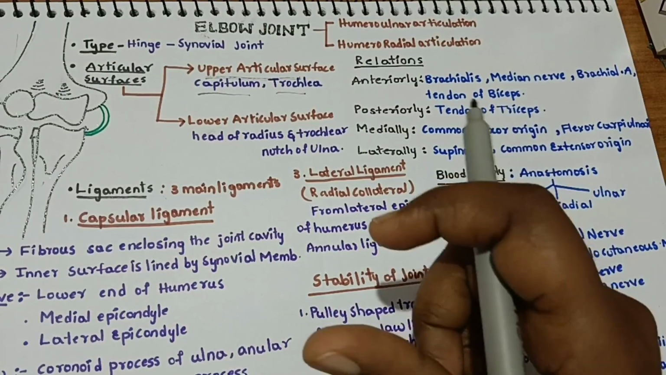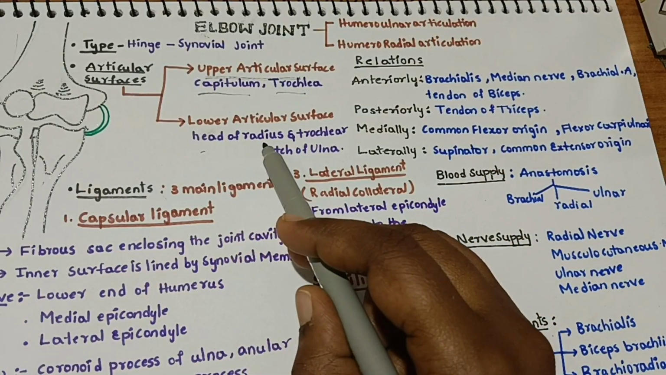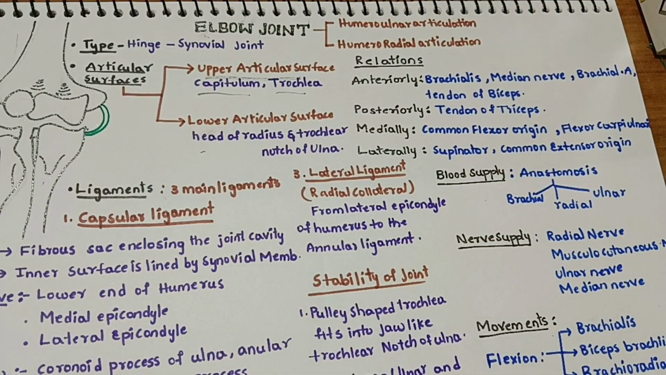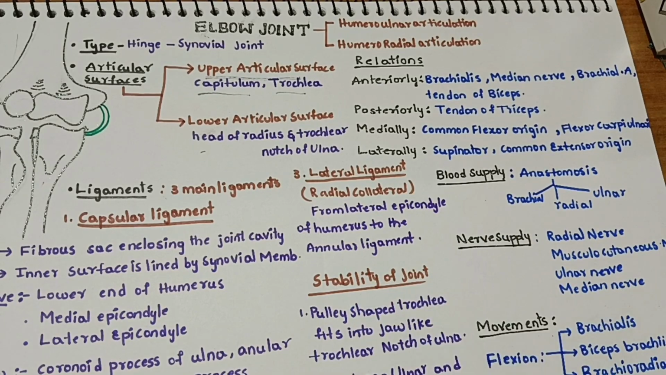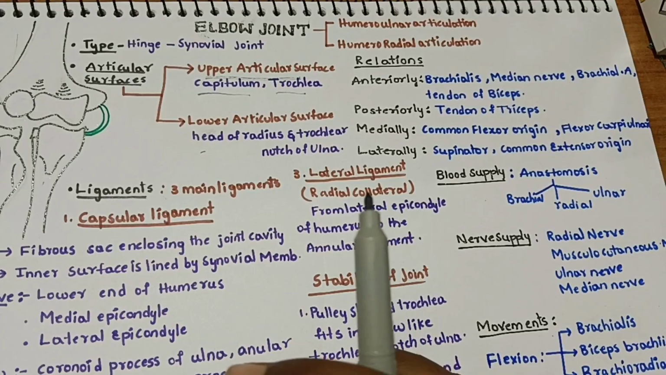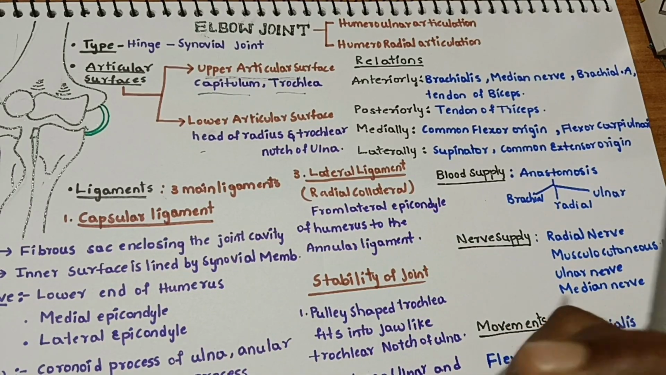And the lower articular surface is formed by the head of radius and the trochlear notch of ulna. The upper one is formed by the lower end of the humerus. The lower articular surface is formed by the upper end of the radius and the ulna, the radius involving the head of radius and the ulna involving the trochlear notch of ulna.